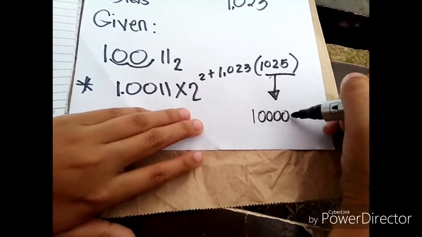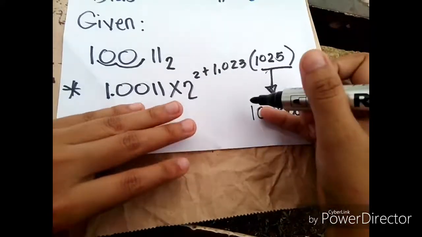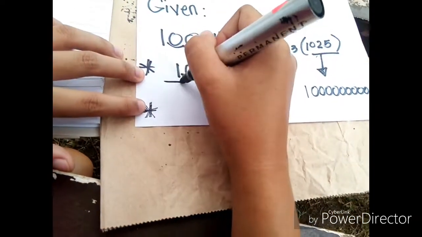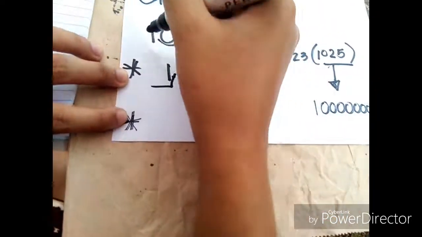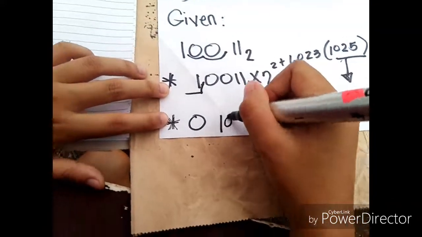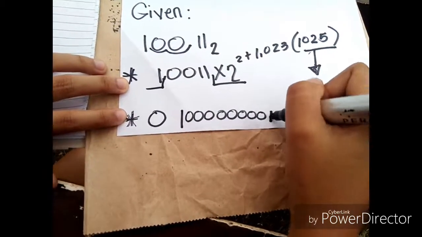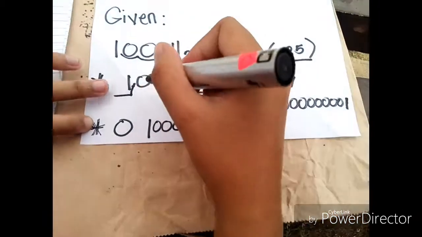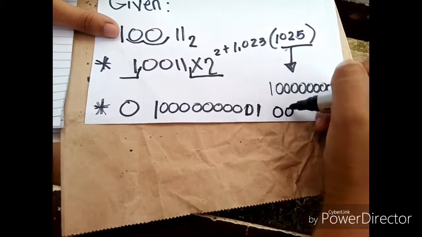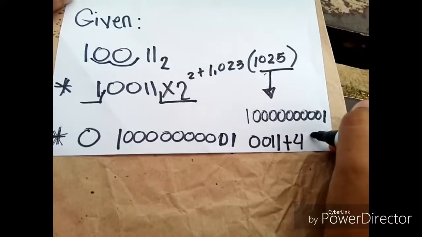Do you know the procedure already? Since this is also an unsigned bit, so positive, this would be 0. Then put the exponent, 1 0 0 0 0 0 0 0 0 0 1. Then the mantissa 0, 0, 1, 1. Since the mantissa here is 52 bits, then 52 minus 4 bits will become 48 zeros. That's all.